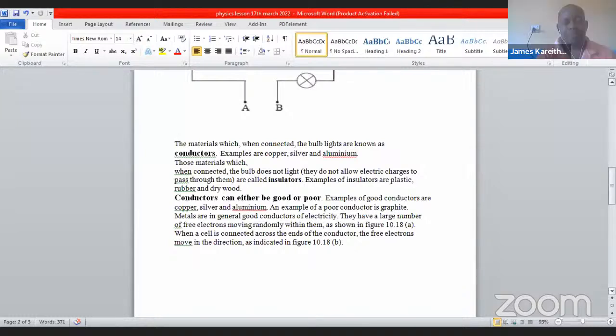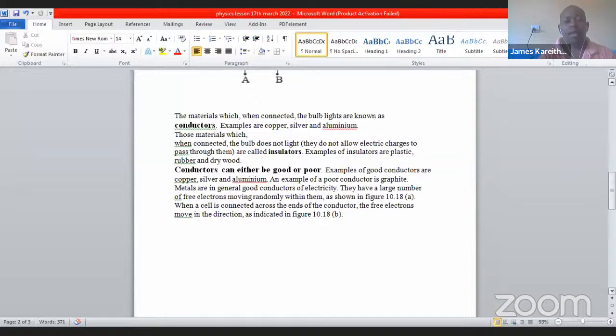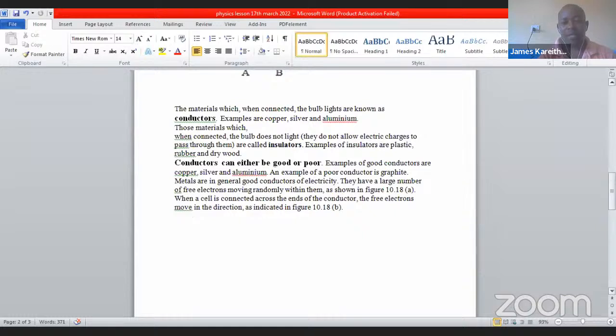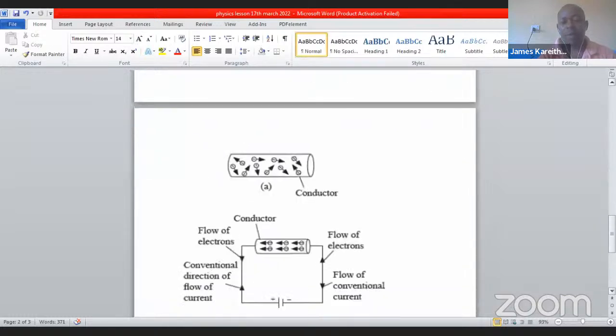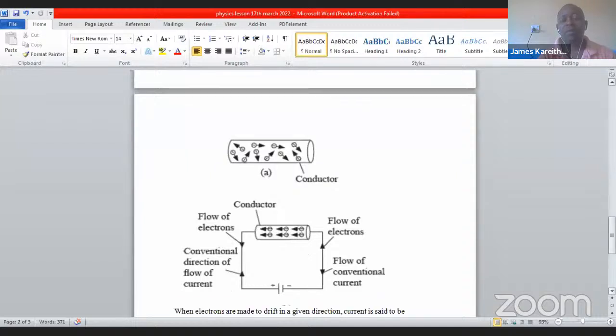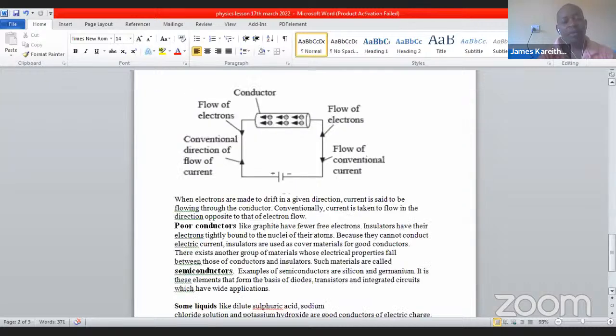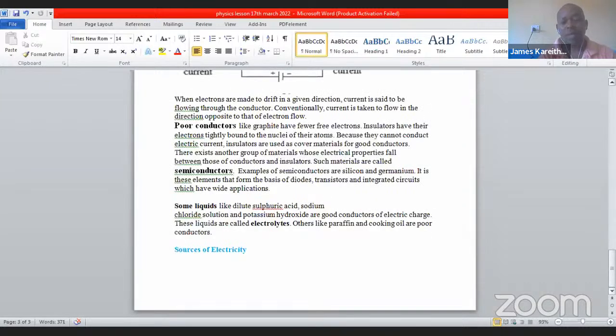Very good. That paragraph sums up what we discussed about good conductors, poor conductors, and insulators. And you can clearly see the difference between the two. So there you are. We also went ahead and showed the conventional direction of electrons. We said that they move counter current.